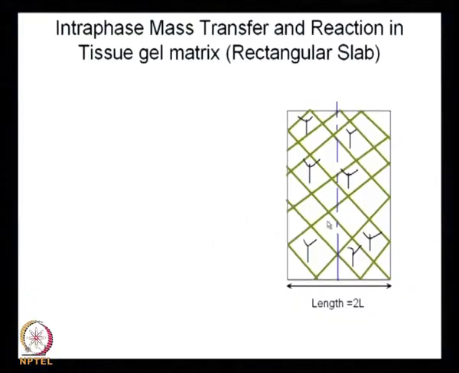What is my governing equation for the rectangular slab? In this case, interphase mass transfer and reaction. It's right there in the title: interphase mass transfer and reaction in the rectangular slab. So these receptors are entrapped inside. So, what would be my governing equation?